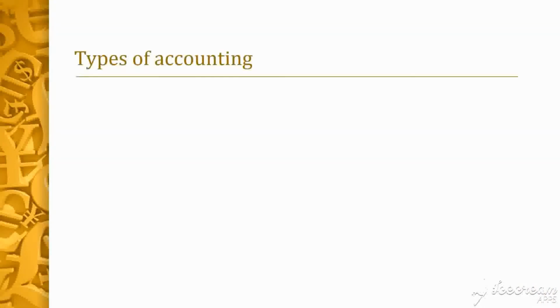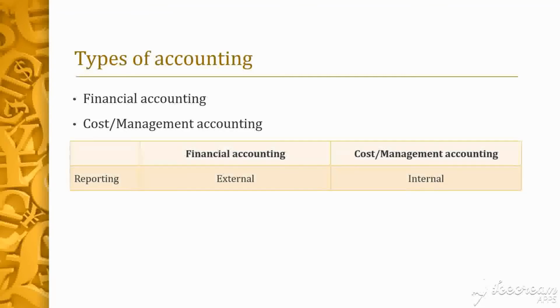Accounting is broadly classified into 2 categories: financial accounting and cost management accounting. Both are accounting, which follows the definition I presented earlier. But what distinguishes them then? Firstly, financial accounting is for external reporting. Cost management accounting is for internal reporting. This means cost and management accounting involves confidential data about a company, which is not supposed to be reported externally.